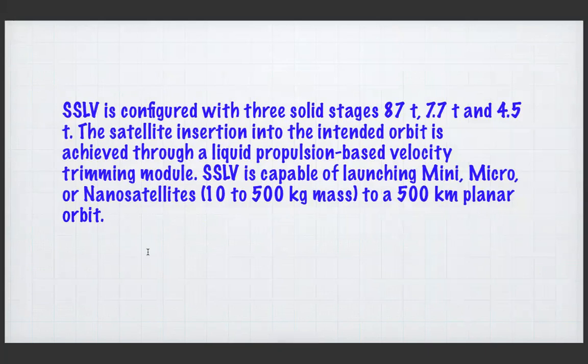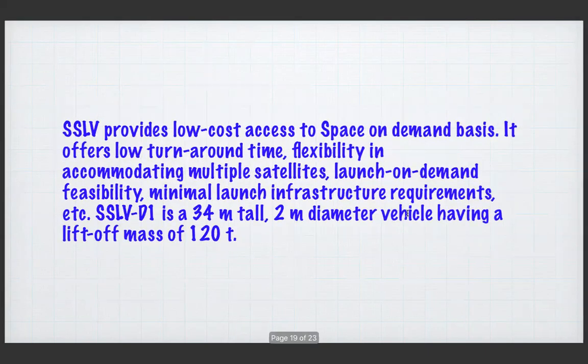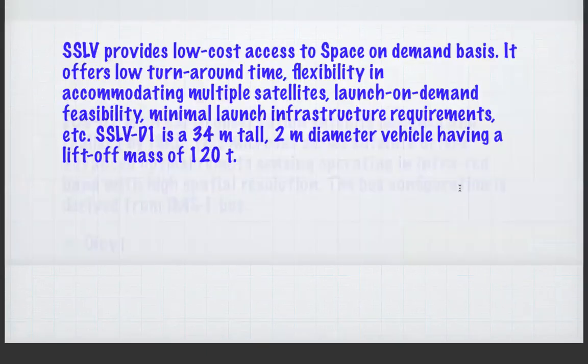SSLV is configured with three solid stages: first, second, third. All three stages carry the same solid fuel, HTPB. SSLV is capable of launching multiple satellites, mini, micro, or nano satellites, to a 500 kilometer planar orbit. SSLV provides low-cost access to space on demand. It offers low turnaround time, flexibility in accommodating multiple satellites, launch on demand feasibility, and minimal launch infrastructure requirements. So all these things can be done with very minimal infrastructure facilities.